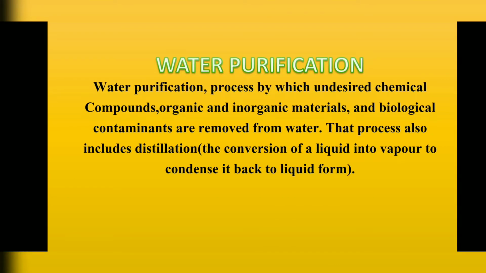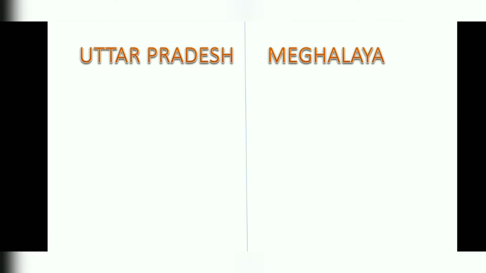Water purification is the process by which undesired chemicals, compounds, organic and inorganic materials and biological contaminants are removed from water. That process also includes distillation, the conversion of a liquid into a vapor to condense it back to liquid form. This topic is divided into Uttar Pradesh and Meghalaya.